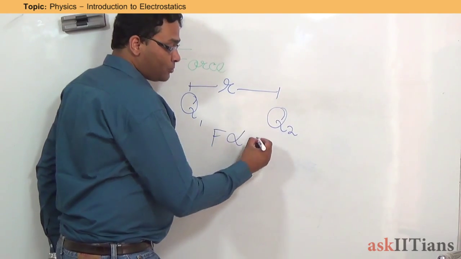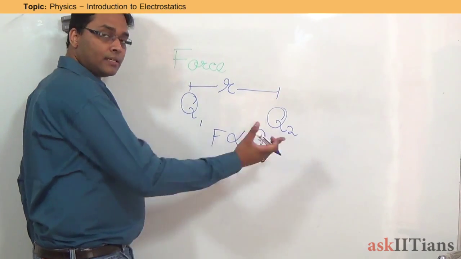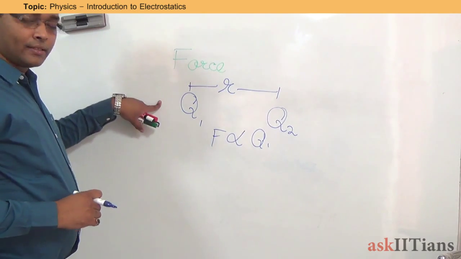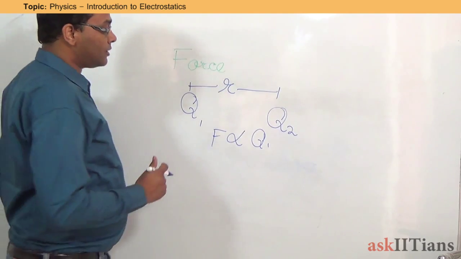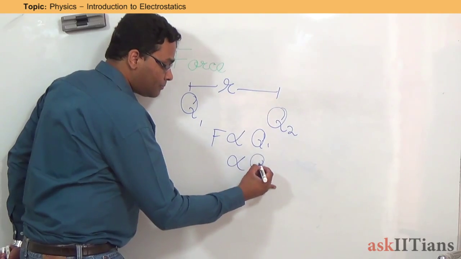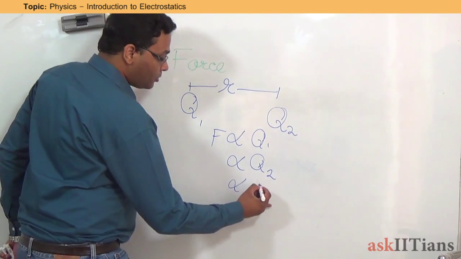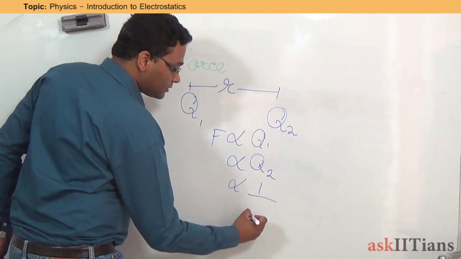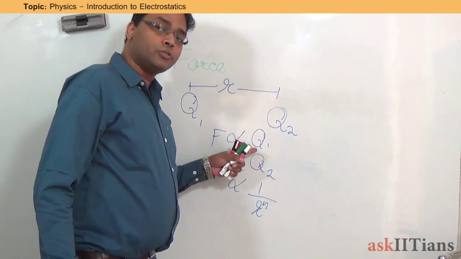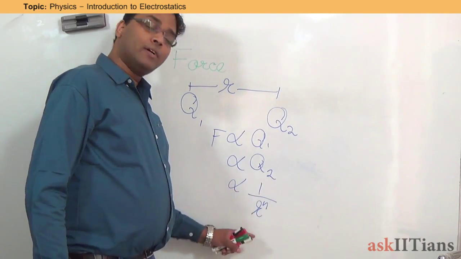F should be proportional to the magnitude of charge Q1. I'm not saying whether it's a positive or negative charge, or what type of charges. I'm simply saying there will be a force existing between these two charges. So the force should be proportional to the magnitude of charge Q1, proportional to the magnitude of charge Q2, and proportional to some inverse power of the distance.